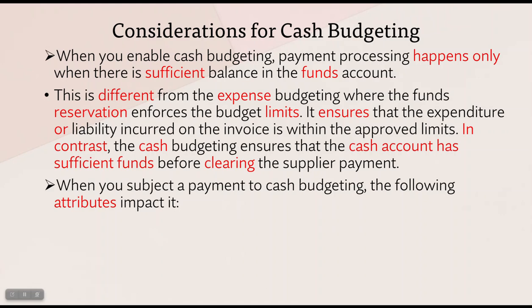When you subject a payment to cash budgeting, the following attributes impact. There are three attributes. First, the budget date. The budget date in the cash control case for the payment is the same as the payment date. So budget date is payment date. If you remember the budget for expenses or procure to pay, there is a field in the invoice form: invoice date, accounting date, and the budget date. But for payment, there is no field for budget date. The budget date in this case will be the payment date.